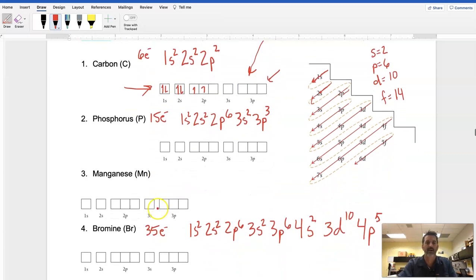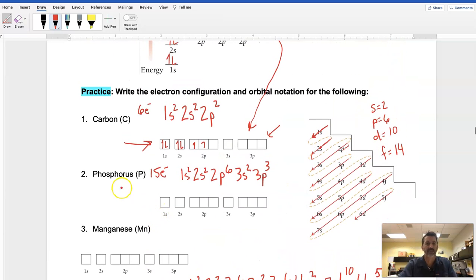Okay. We did do a few of these. So phosphorus, same thing: 1s2, 2s2, 2p6, 3s2, and then 3p1, 2, and 3. So we have to fill those singly before we go back and double them up.